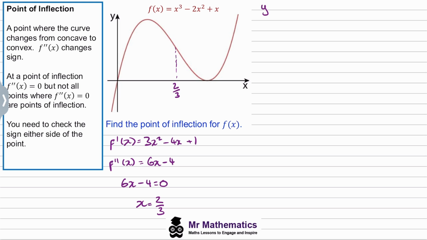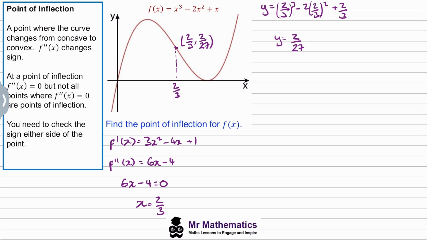To work out the coordinates of this point, we'll substitute 2/3 into our function. We get 2/3 cubed minus 2 lots of that squared plus 2/3. So y works out to be 2/27. So I'll label that here, 2/3 and 2/27.